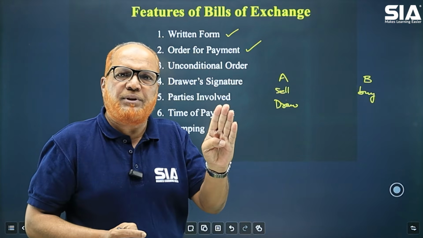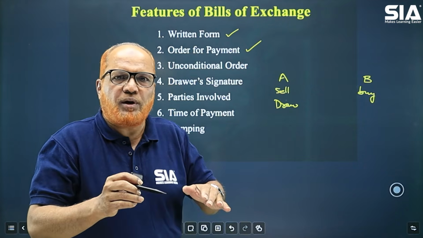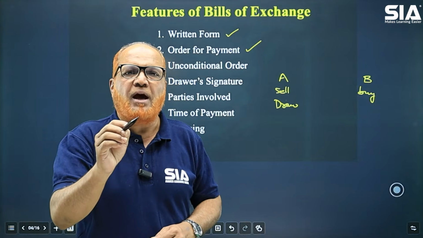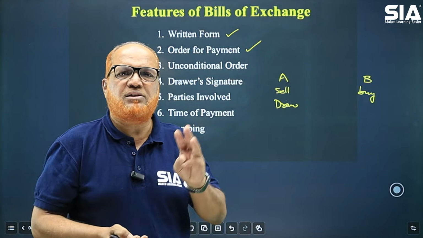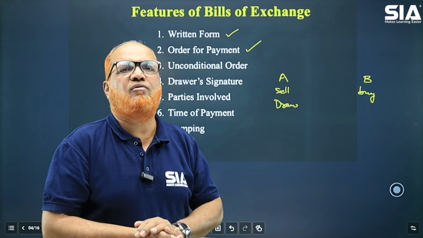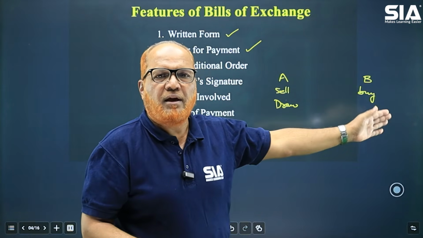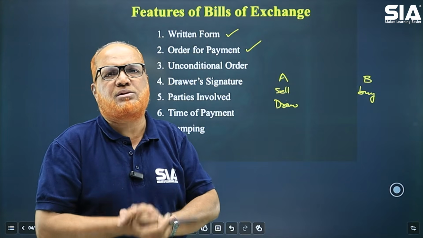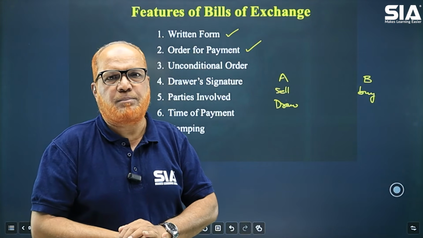Now, A will keep the bill with himself till maturity. On maturity, A will present the bill to B and B has to pay the amount. For example, the duration of the bill is 3 months. For 3 months, A will keep the acceptance of B. At the end of 3 months, A will present the bill to B and B will pay the amount. That is the simple process of how the bill is created and who will accept it.